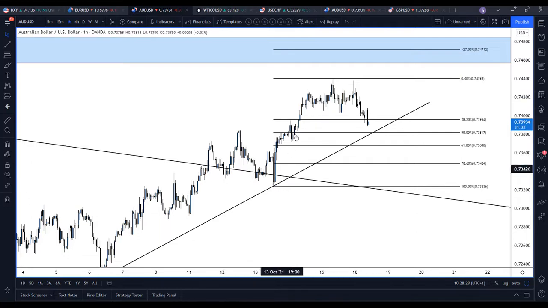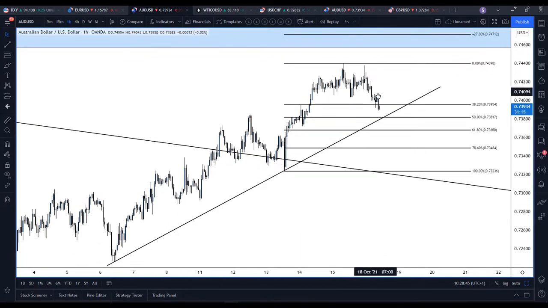Let's just say this move was 100 pips. The 50% would be 50 pips, just as a for instance. I haven't actually measured it, so I don't know. But this would be a 50% retracement. There's a nice interaction there with the trend line. So we're not just buying there. You know, the momentum is to the upside.